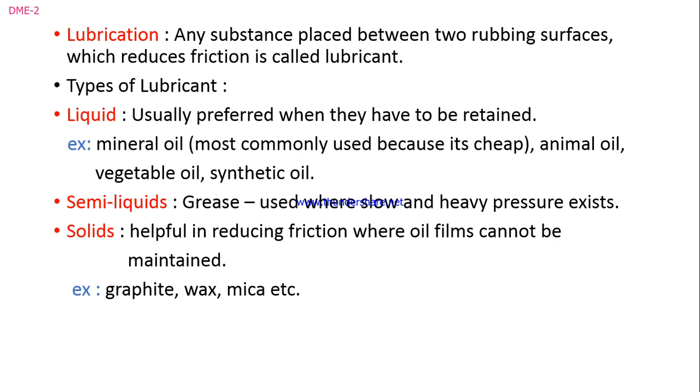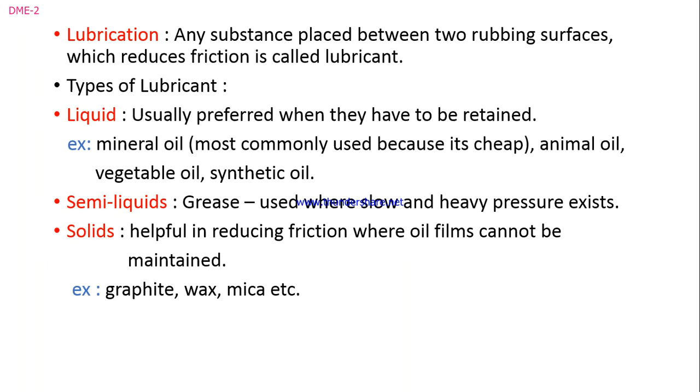In mechanical engineering we will come across a lot of components wherein two components rub against each other. In order to make that sliding smooth, a substance is placed between the two rubbing surfaces. It can be in the form of liquids, solids, or semi-liquids. That particular substance is called lubricant.